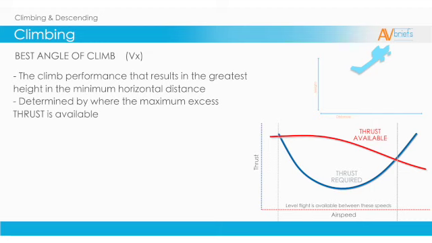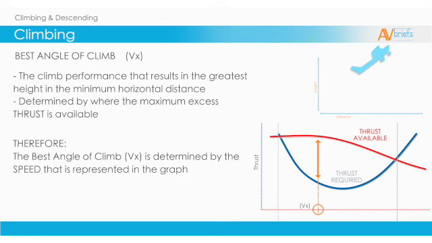To find our Vx speed, we take the point where there is the maximum excess thrust available. That is our Vx, or our best angle of climb speed. This speed is always found in your pilot's operating handbook, or POH.